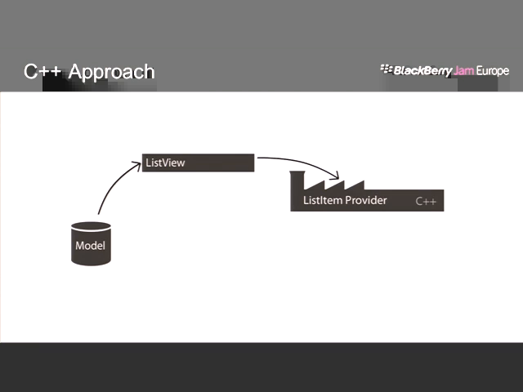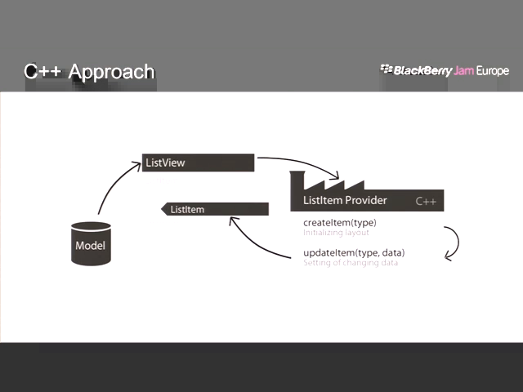Instead, you have a list item provider. That's a class, an interface that you implement, and the functions that you have to handle are create item, where you create an item for the list of a specific type. The model still tells you the type, so you can do the correct one. And then you have update item, where you update the data of the item, because Cascades is clever. It's trying not to create a new item all the time. It's reusing items if they are of the same type, so then you just need to update the data. And then it's inserted into the list. Otherwise, it's the same thing.